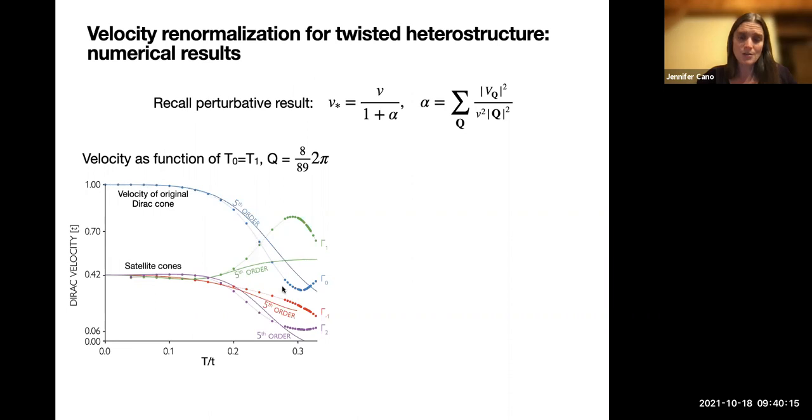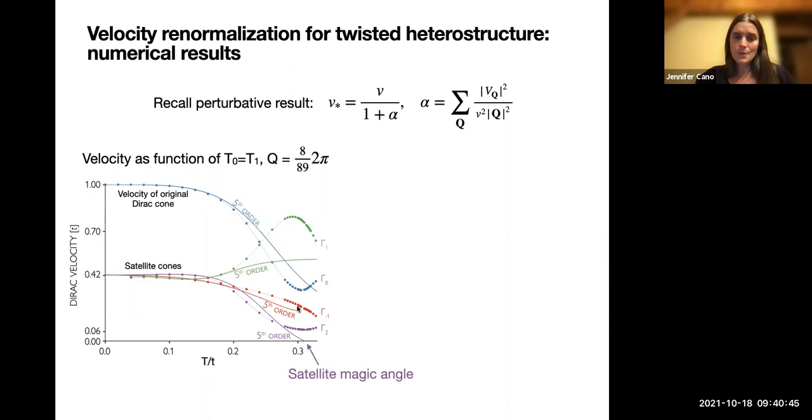And then eventually they start to deviate, but they both show that there can be a dramatic renormalization of the Dirac cone. And in particular, our numerics show that the Dirac cone velocity can reach about 0.4 of its original value. So that's a pretty significant renormalization. And then it starts to go up. And what we were plotting here is the velocity of the satellite cones that I mentioned. But the important feature is that the Dirac cone velocity can be significantly changed by over a factor of 2.